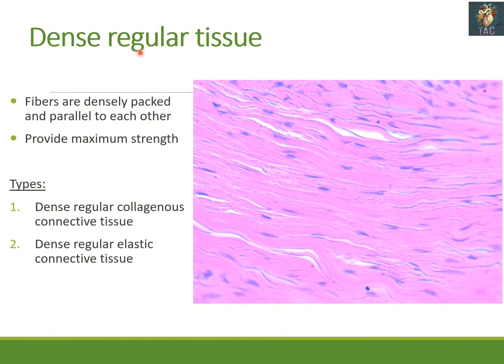Next is the dense regular connective tissue. In this dense regular connective tissue, the fibers are densely packed and they are regularly arranged. In between these fibers, the fibroblasts are arranged in the form of rows. Again, this dense regular connective tissue is classified into two types: the dense regular collagenous tissue or dense regular elastic connective tissue, depending upon the type of the fibers which are present in it.